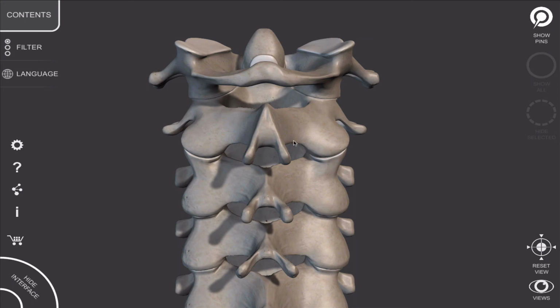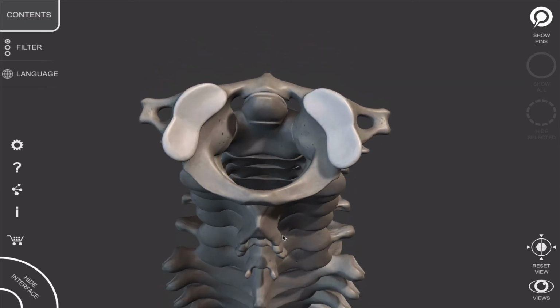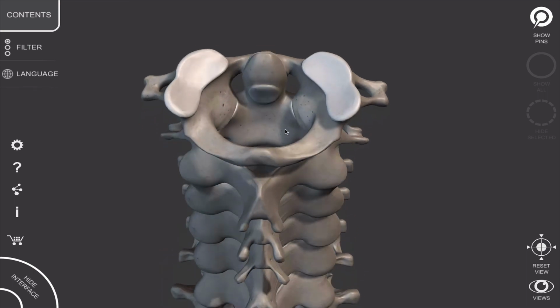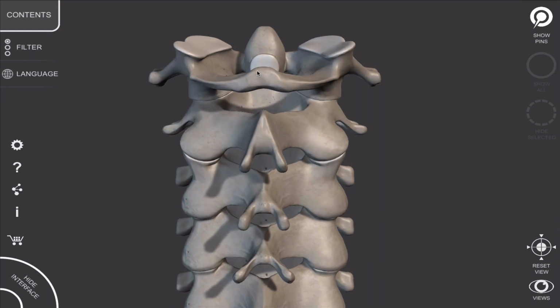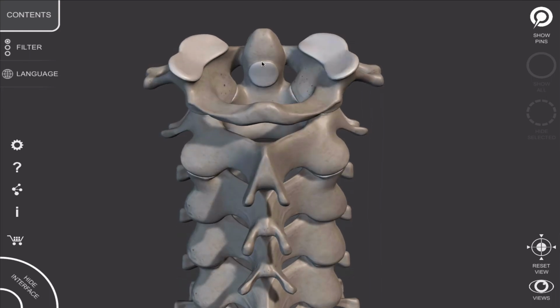So what would you need to know? Be able to identify them from each other, the atlas from the axis. Remember, the atlas is just a ring. The axis has this odontoid process on it. And the only structure that I would really point out to you would be the dens, or the odontoid process.